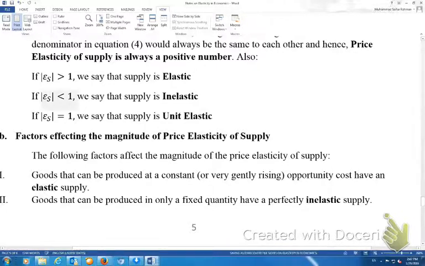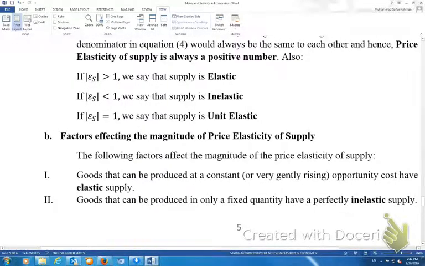We can actually talk about several items, which are fairly important. For example, we have a good where the good is being produced at a constant opportunity cost, meaning that the cost of production is constant. Then we will have an elastic supply. Goods that can be produced only with a fixed quantity, meaning that the resources probably are limited, so the supply is going to be inelastic because it's difficult to really increase the production.